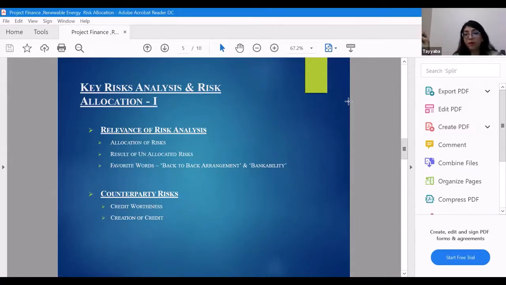Something may happen during the operating phase. Lenders are still exposed to risk, because the tenor of such transactions is typically not 1-2 years. The 1-2 years is the construction phase. The cash flows start coming in after the construction phase is over, so the loan repayment period starts at the end of the construction period. Typically the repayment period is around 10 years or so. During those 10 years, anything can happen.